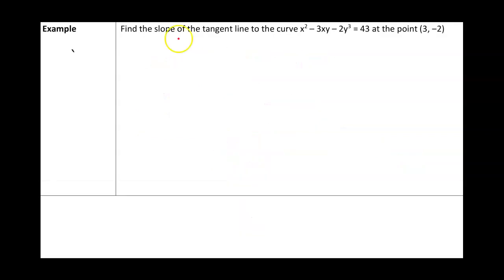We want to find the slope of the tangent line. So slope of the tangent line, guess what? That is our derivative. So this is the same thing as dy/dx. So we want to find the slope of the tangent line to this curve at the point (3, -2).